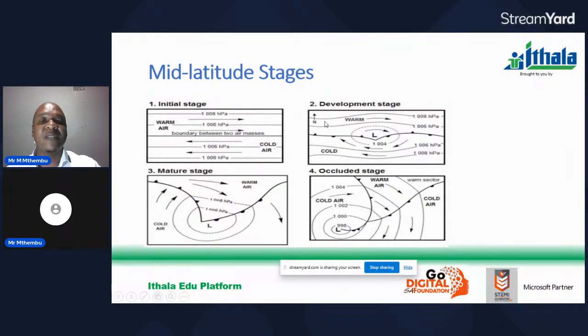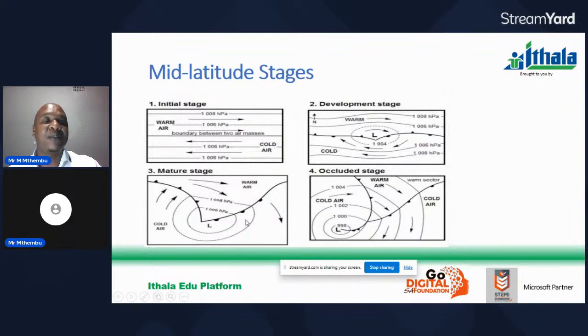Which tells us there's a frictional drag. To stage number 2, the development stage, you can see that since the warm air is lighter than the cold air, the cold air, since it has the greater speed, will try and overtake the warm air. And you can see there's a wave formation, the wave is starting to develop within this stage here.